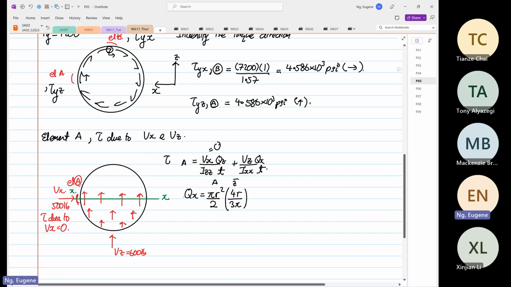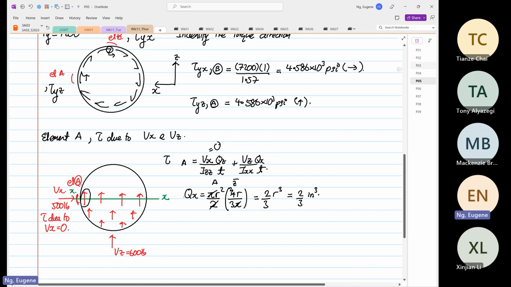So now we can simplify this equation. Cancel the pi. Cancel the 2. So this is equal to, I do apologize. Okay, so this is equal to 2/3 r cubed, right? So you can consider r cubed. So the Qx, where r is equal to 1, is equal to 2/3 inches to the power cube. Okay. So now we know that looking at the direction of the shear, right?